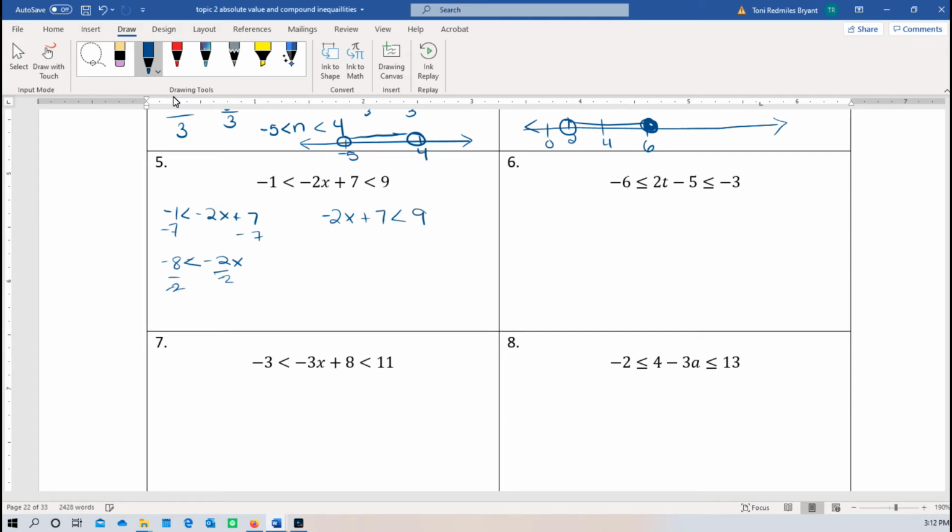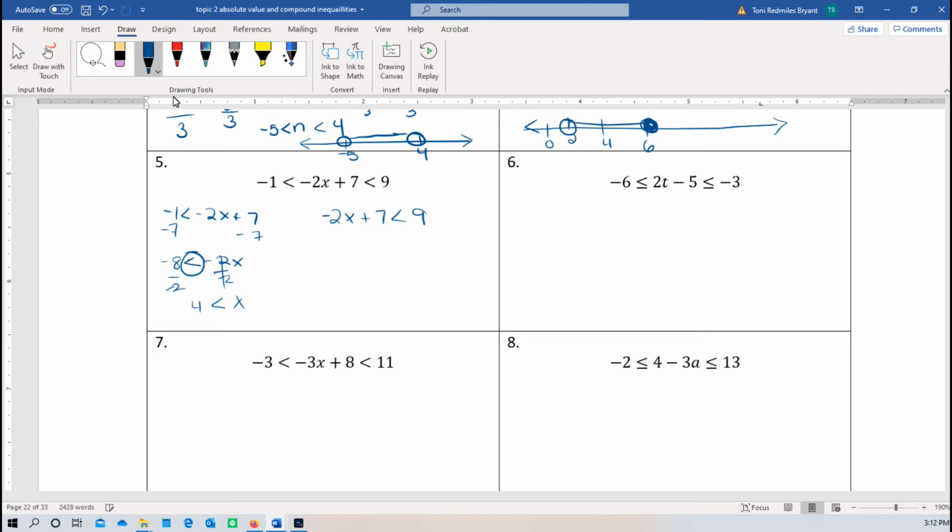Now, anytime I divide by a negative, I need to circle that inequality. That way I can go back and see really quickly if I made a mistake and didn't flip it. All right, so that's going to cancel, leaving me just with an x, which is on the greater side. 2 negatives make a positive, and that's a 4.